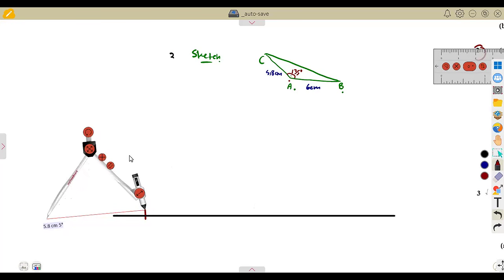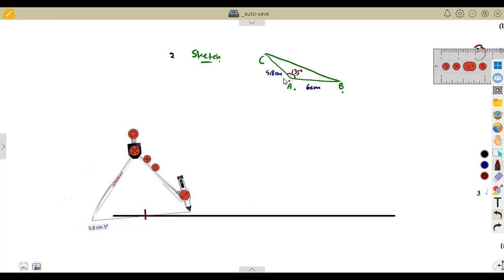Okay, so how am I going to have 135 degrees? We do understand from our construction that we only have a 90 degrees and an angle of 60 degrees. These are the only angles that you can construct directly.